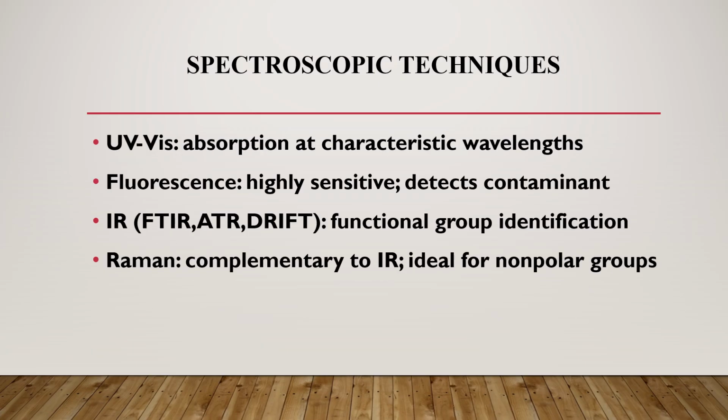Spectroscopic techniques. Spectroscopy reveals how food molecules interact with light. UV-VIS spectroscopy measures how much light is absorbed at specific wavelengths, useful for compounds with chromophores. Fluorescence spectroscopy detects emitted light and is extremely sensitive, making it ideal for identifying trace contaminants like pesticide residues.